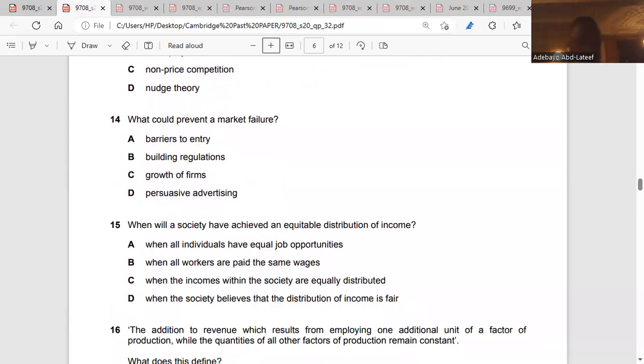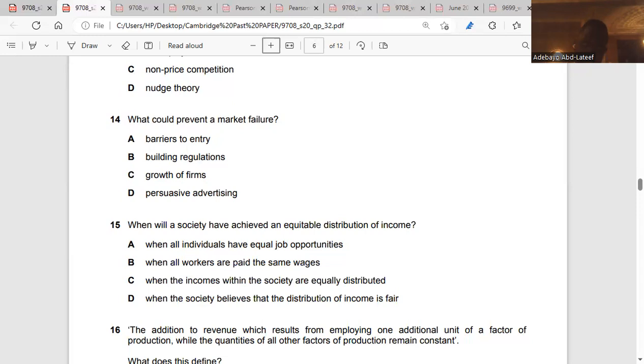Question 14, what could prevent a market failure? I don't really believe in such questions, because market failure has its own percentage every time. It's like you're failing with 50%, passing with 50%. You can avoid it, but not really. Put it this way: when you talk about market failure, it doesn't only involve you, it involves everybody.